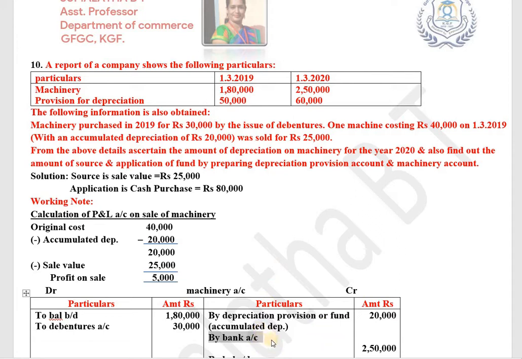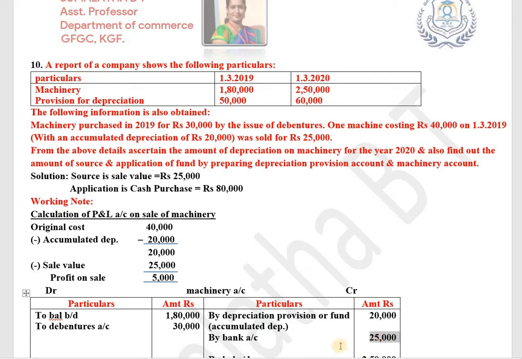In the bracket you can write sales. So here how much has it been sold for? For 25,000. See my dear students, here you all can go for writing by bank account, sale of the machinery, or you can write sales also. So here 25,000 it is been done.